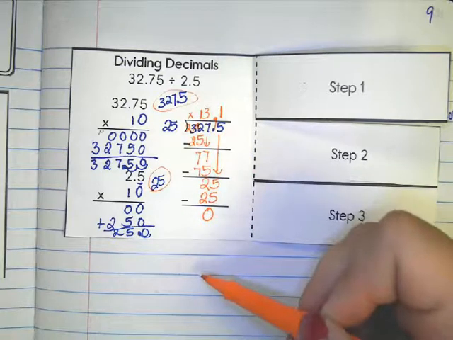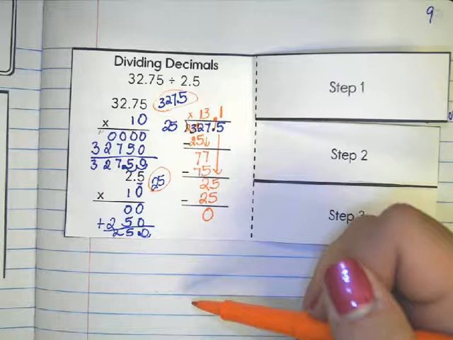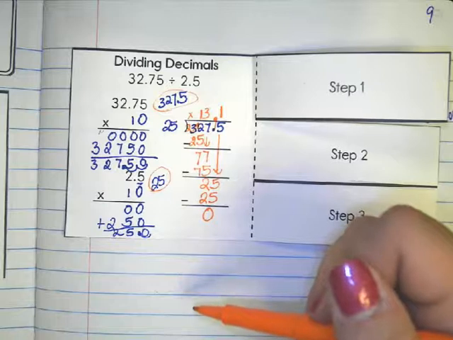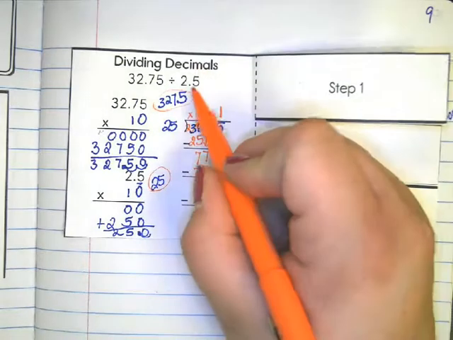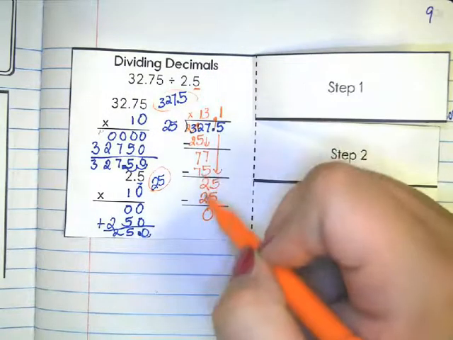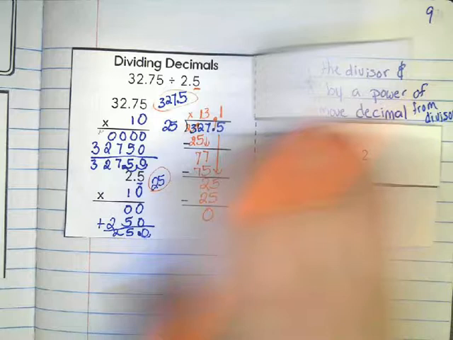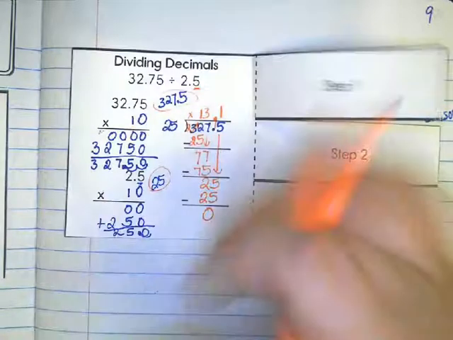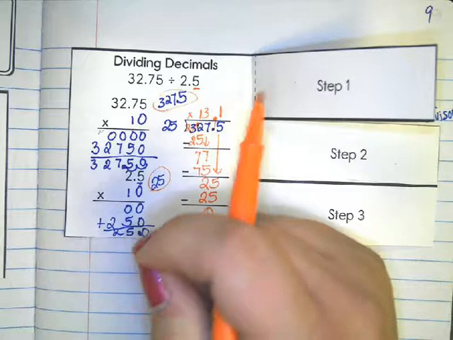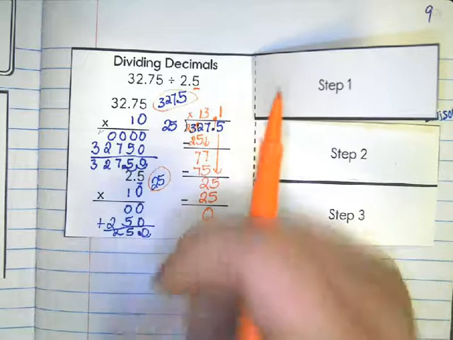How did you get 10? To multiply? Because how many numbers are behind the decimal? 1. I told you back in step 1 I needed to multiply by a power of 10. How many zeros does 10 have? 1. So that's why I gotta multiply by 10. I'm going to show you an easier way in a minute, but I wanted you to see why it comes up that way. Okay?